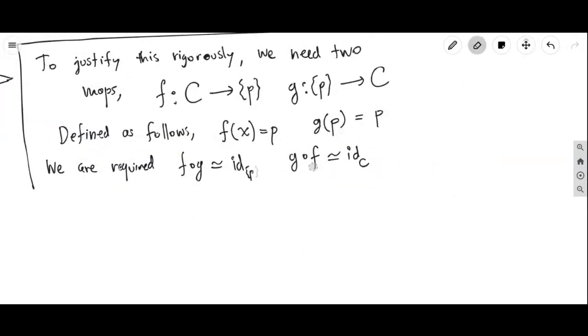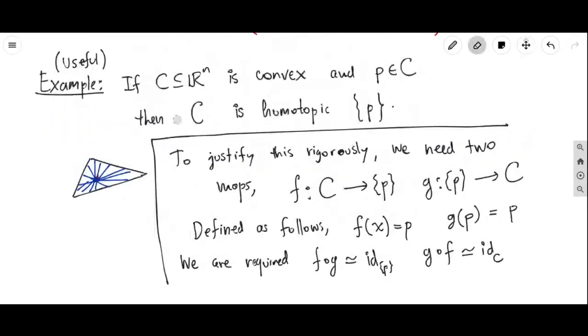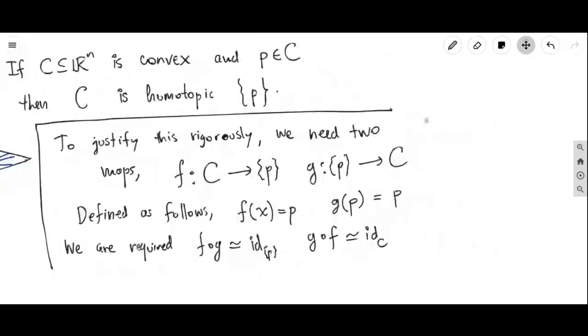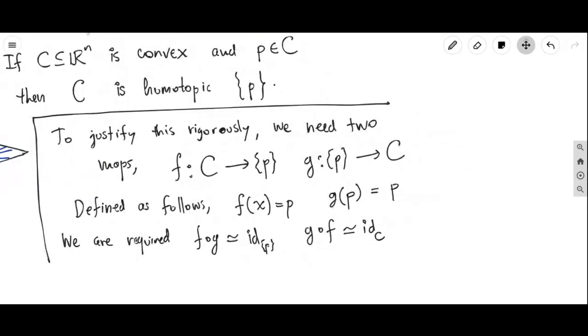Now, if they happen to already be identities, then the spaces are actually homeomorphic. And if they're homeomorphic, then they certainly have the same homotopy type. But more generally, they might not be homeomorphic. Clearly, the convex set is not homeomorphic to a single point, unless it happens to be a single point itself, for the simple reason that one contains an infinite number of points and the other contains just one point. There's no bijection between them. You cannot even find any bijection between them.